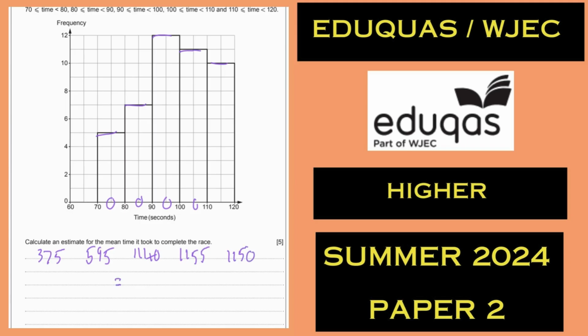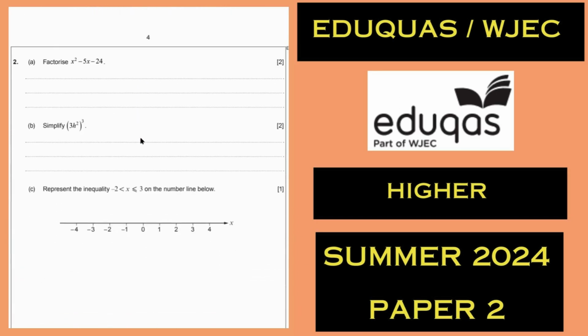1155, and finally 10 lots of 115. Adding all those together, you get your sum to be 4,415, and you're told right at the start of the question that there are 45 students in the survey, which gives you 98.1, etc. as your estimate of the mean.